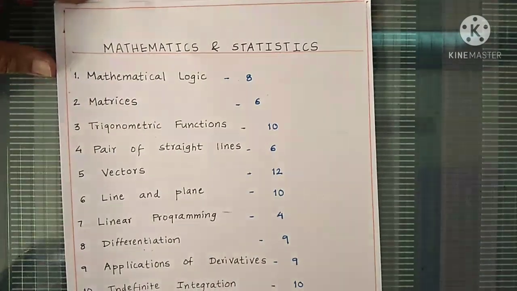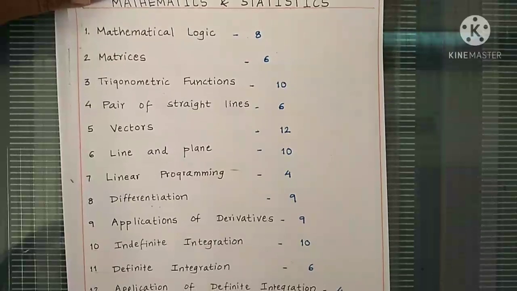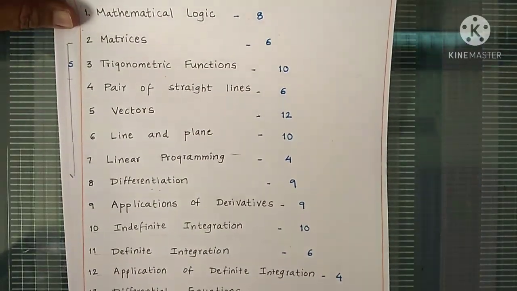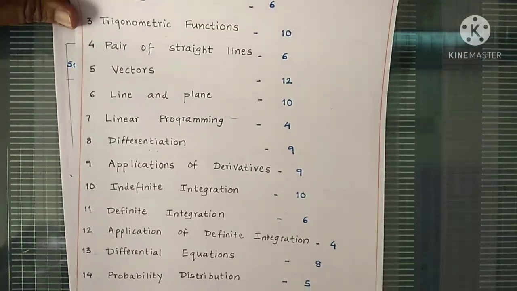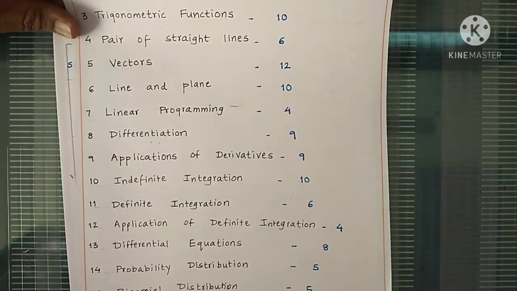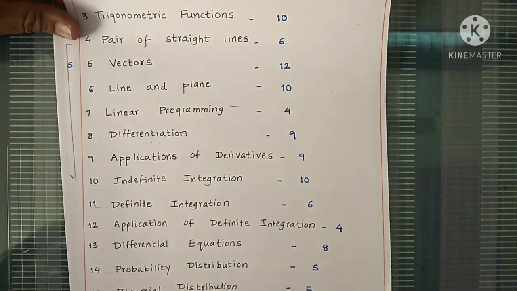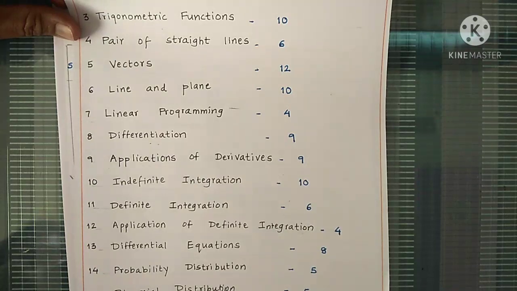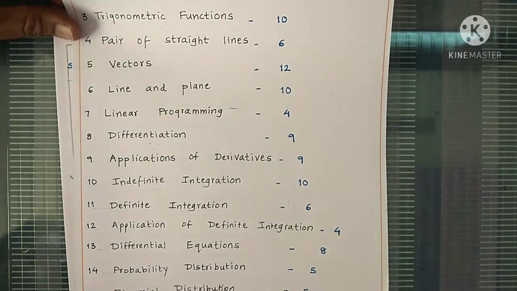The first one is mathematical logic, which carries 8 marks. Then matrices 6 marks, trigonometric functions 10 marks, pair of lines 6 marks, vectors 12 marks, line and plane in 3-dimensional geometry 10 marks, linear programming 4 marks. Up to this it is paper 1, and in paper 2 we have 8 topics.